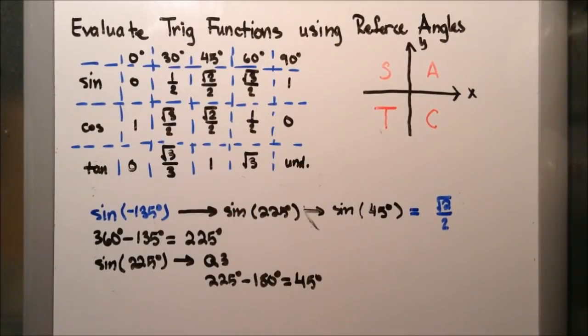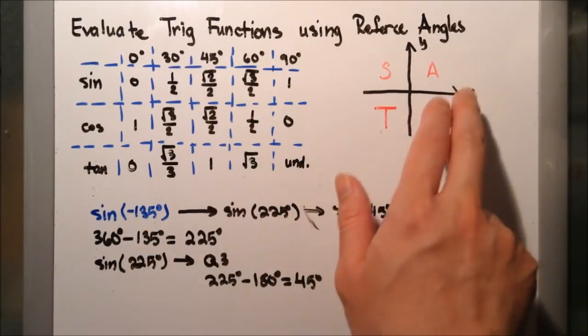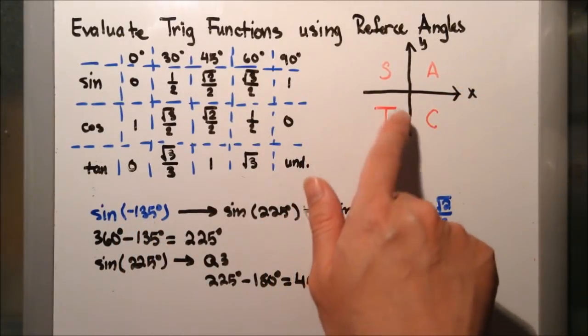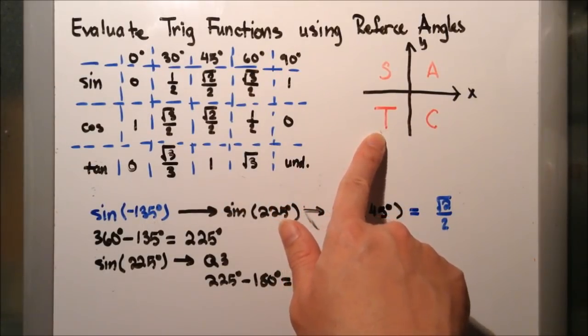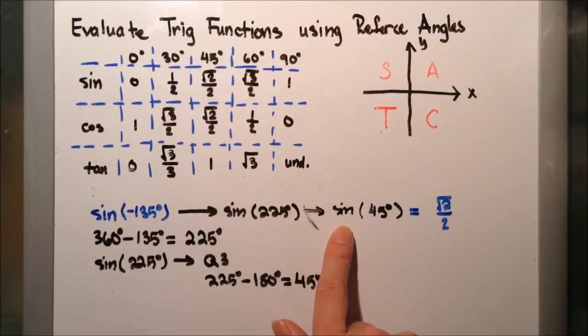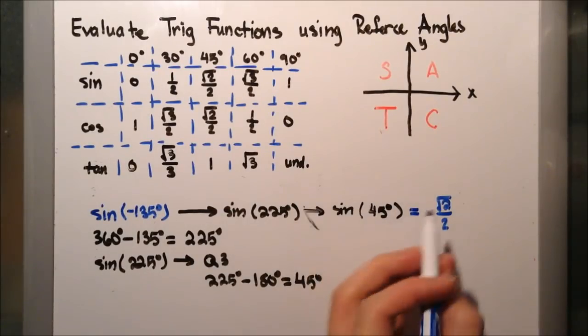Now let's double check first before we finalize anything. So 225 degrees is quadrant 3, and negative 135 degrees is the same thing as in quadrant 3. So since it's in quadrant 3, the only function that is positive is tangent. Since we're using sine, that means that our exact value will come out as negative.